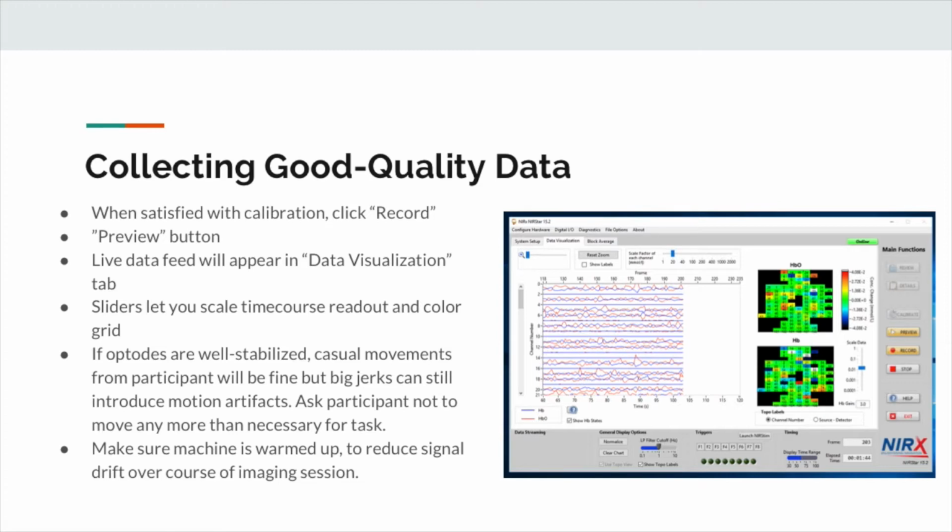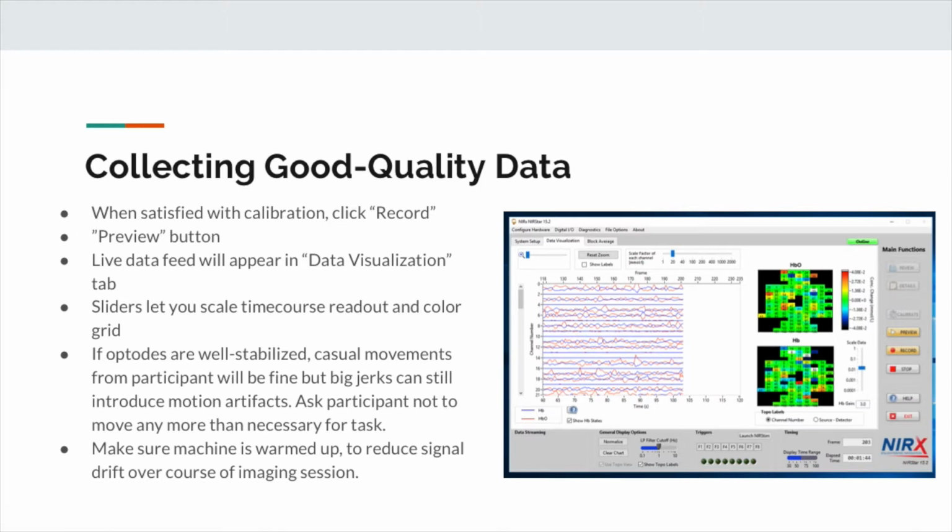Now some tips for collecting good quality data. When you're collecting the data, it's a pretty simple process. On the right side of the NIRStar screen, you would just hit record. That brings up a little dialog box where you can enter optional information about your participant, your run, your study. You don't have to do that. That just gets put into the header file that's made when it saves the data.